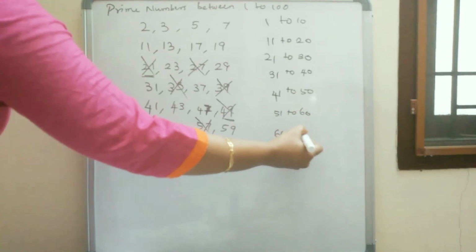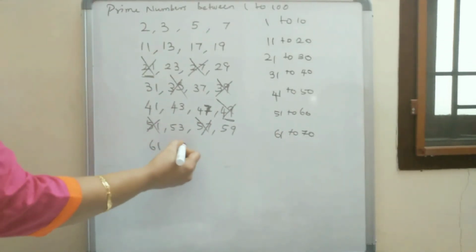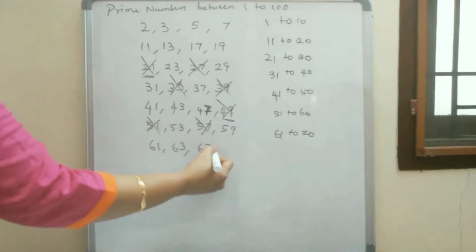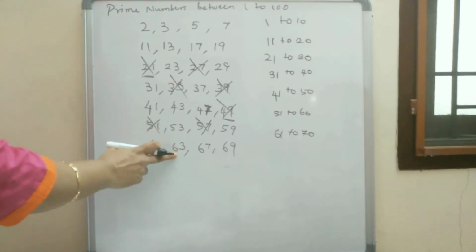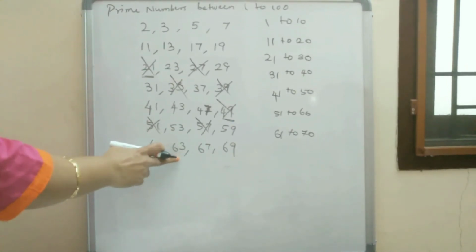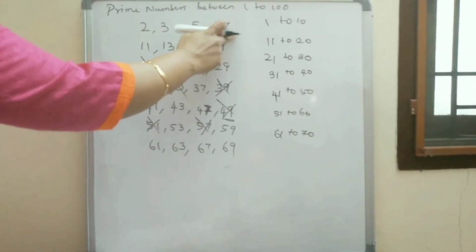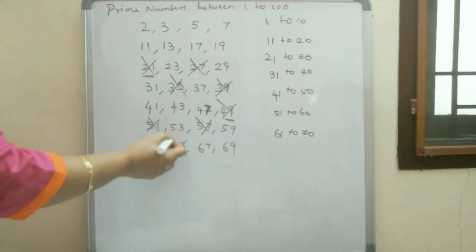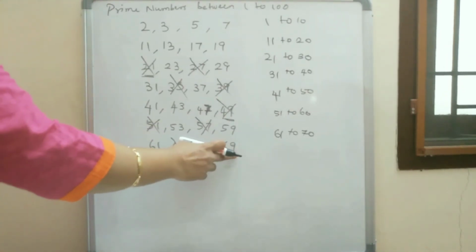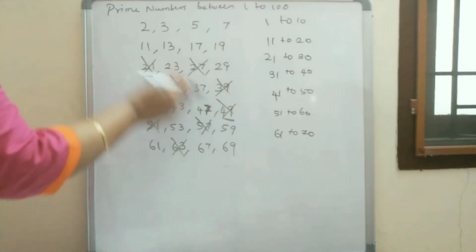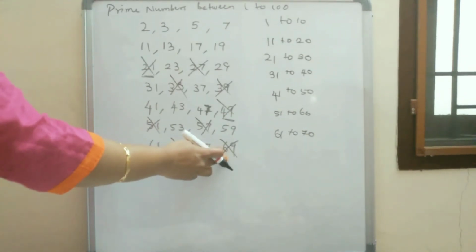Next we will consider numbers from 61 to 70. That is 61, 63, 67 and 69. 61 is a prime number. 63 is divisible by 7, so it is not a prime number. 67 is a prime number. For 69, 6 plus 9 is 15. It is divisible by 3 by the divisibility rule, so it is not a prime number.